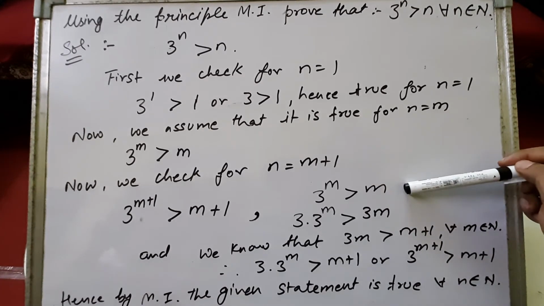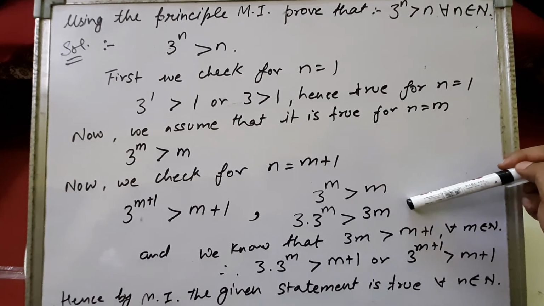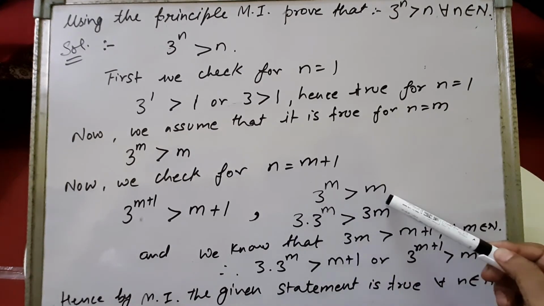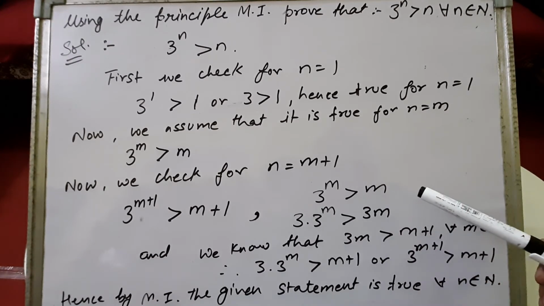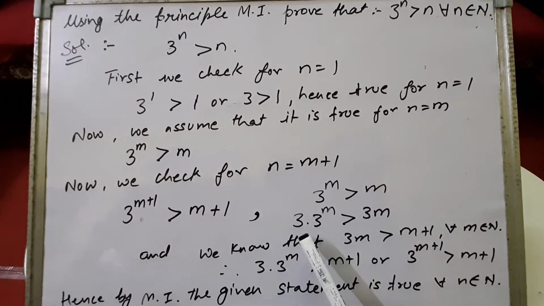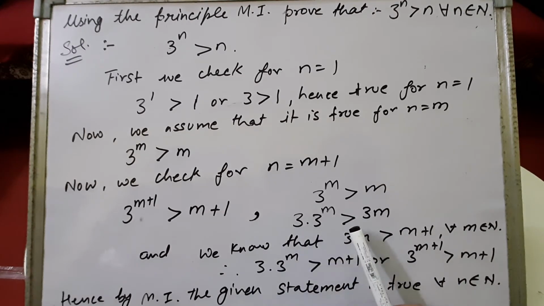Now in this statement, if we multiply by 3 on both sides, like we have done here, that will not affect the inequality. We can multiply or divide the same term on both sides. When we do that, this becomes 3 into 3 to the power m is greater than 3m.